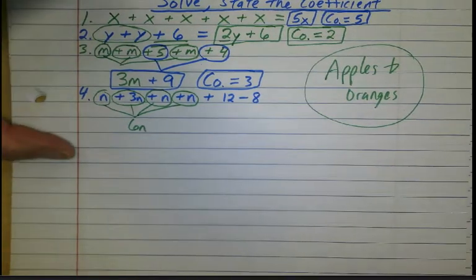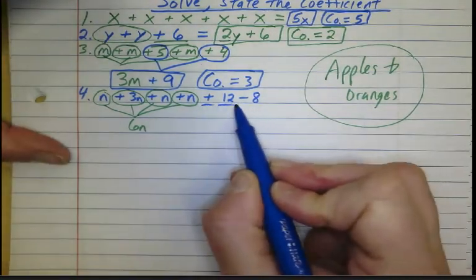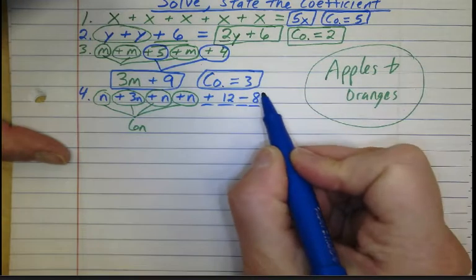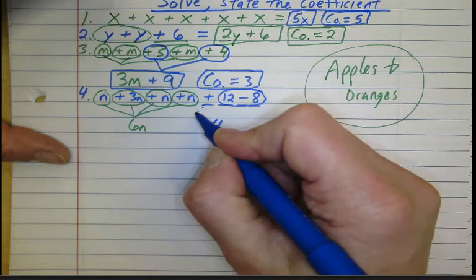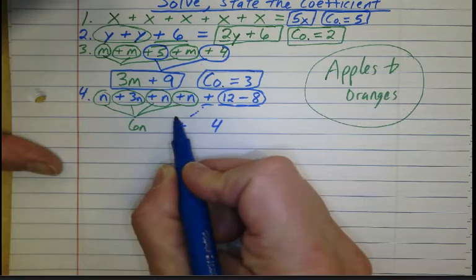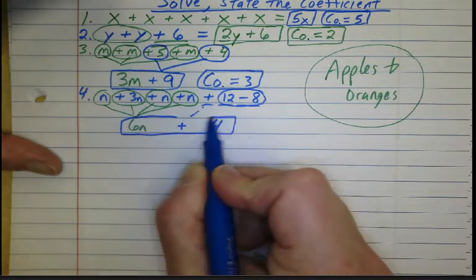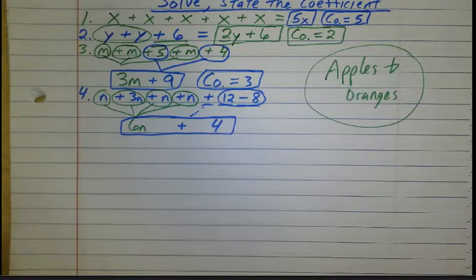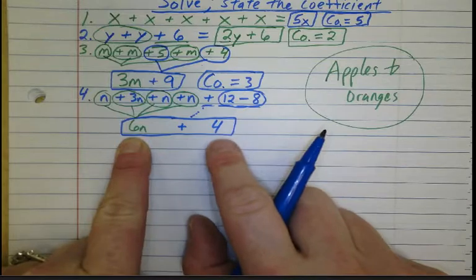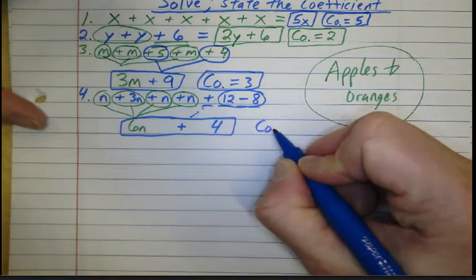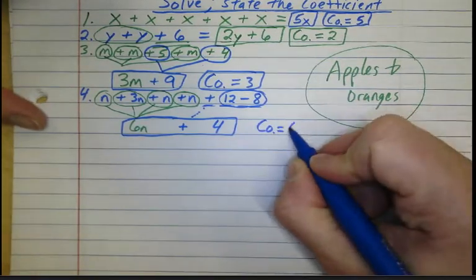And then your oranges would be your +12 minus 8. So 12 minus 8 gives us 4. And then this plus just comes down right here. So 6n plus 4 is your answer. You cannot combine this together and say 10n because this 4 doesn't have an n. It's just a number. What is our coefficient? It is 6.